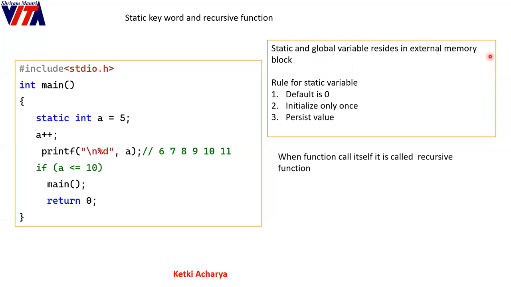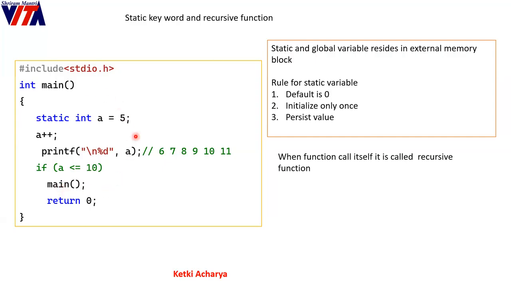Static variable resides in an external memory block. So a memory block for a will get created. Value 5 gets stored. After this line, in the memory, the value of a will become 6, so it will print 6. Now what we have written here, the condition: if a less than or equal to 10, yes, what is the value of a? 6. Is 6 less than 10? Yes. Then call this function again.